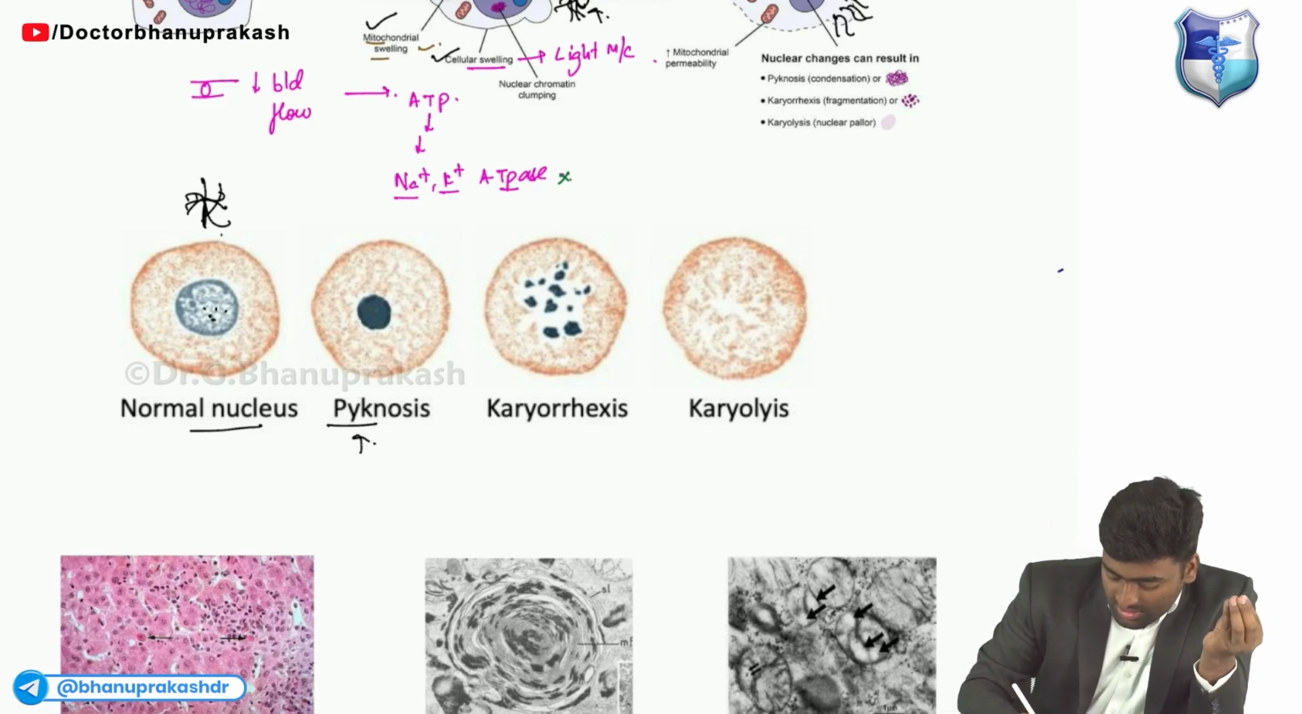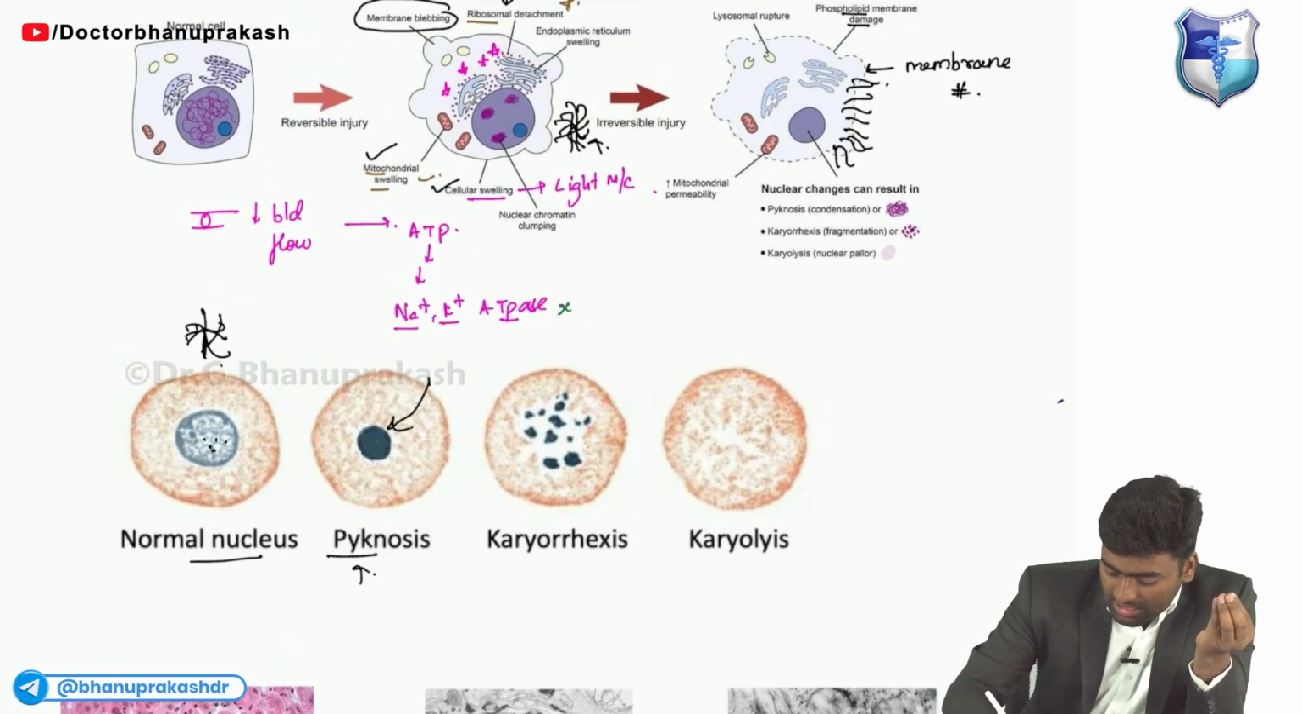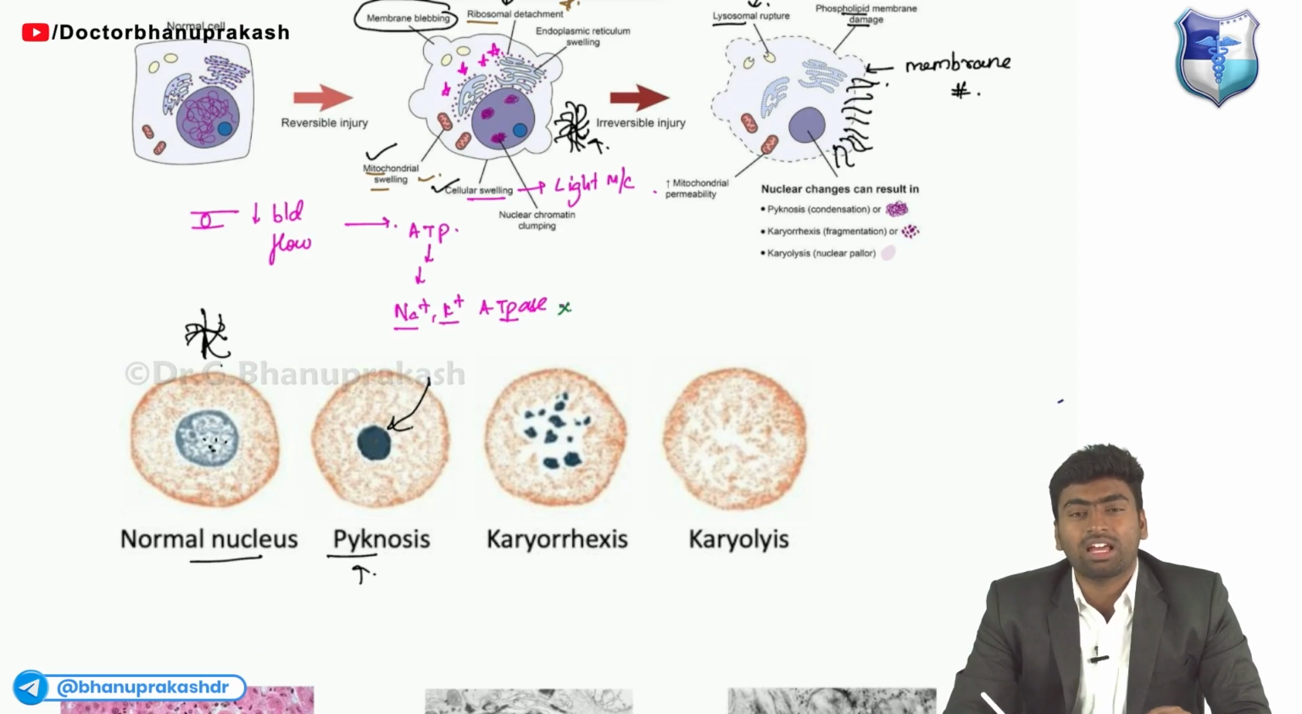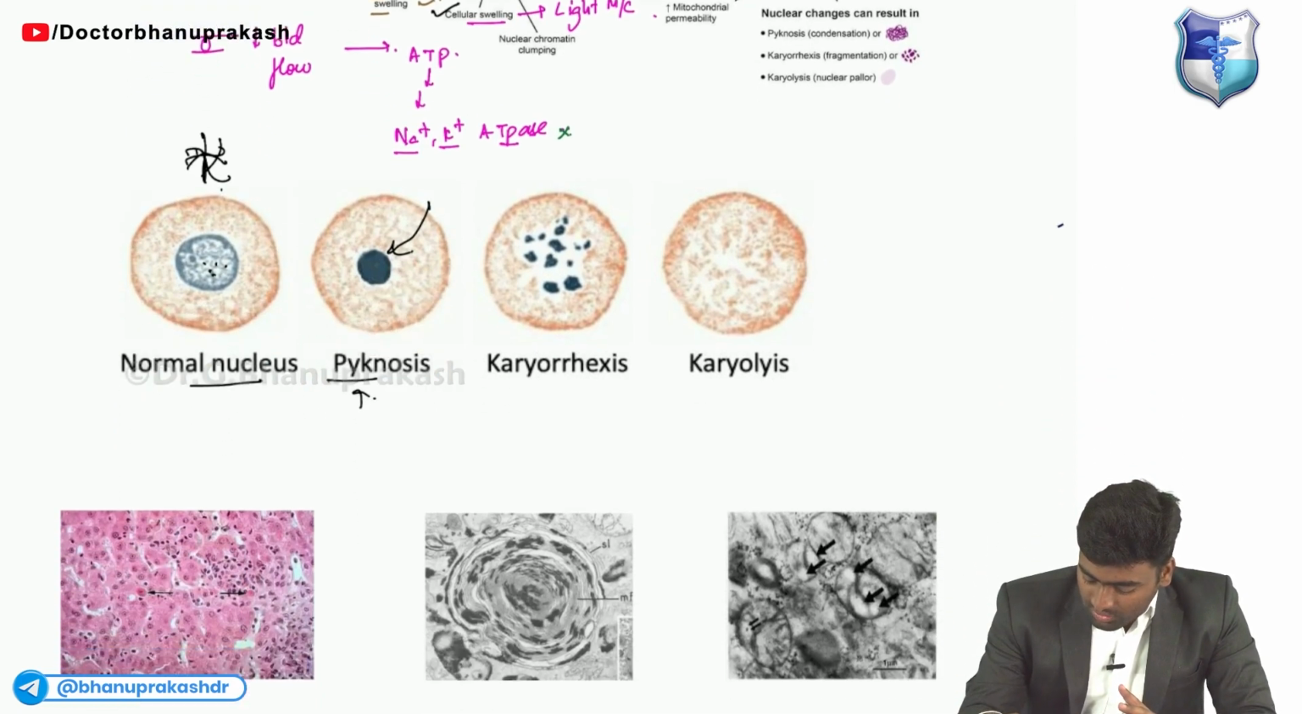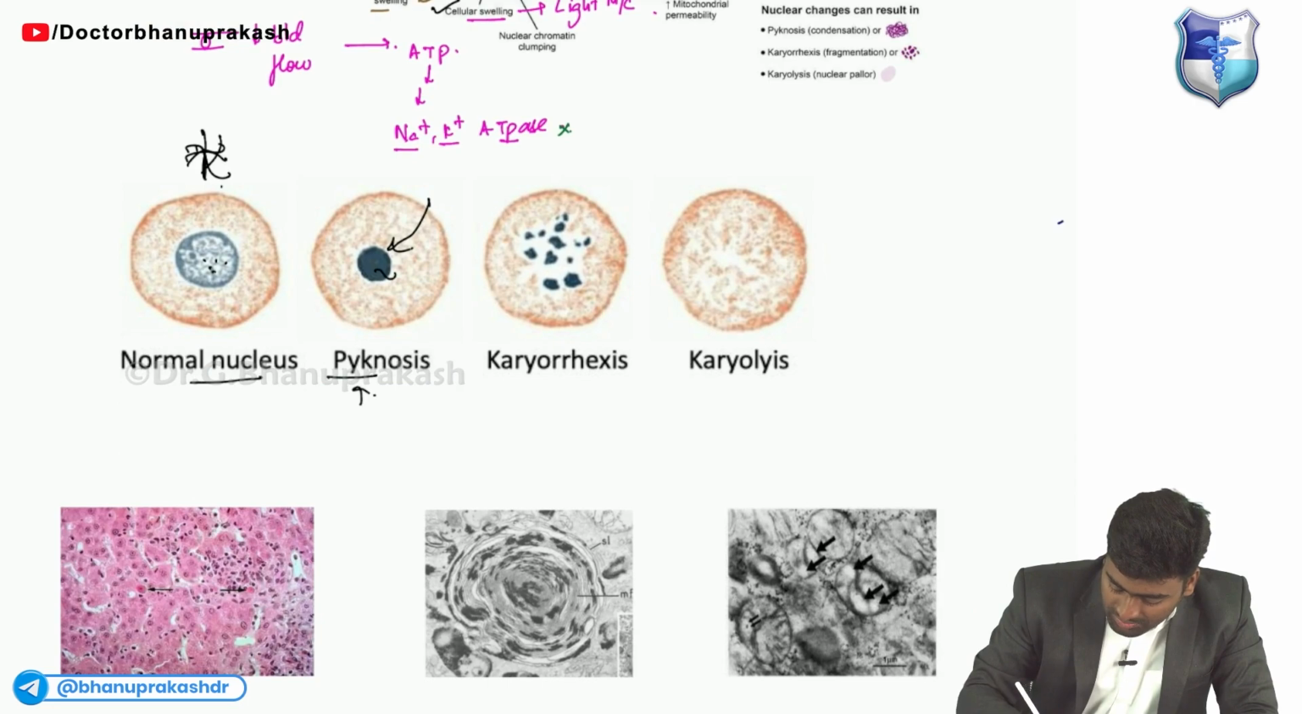Then this nucleus should be removed, because in this cell there will be a presence of structures known as lysosomes and lysosomal enzymes. And these lysosomes and lysosomal enzymes will start digesting the cell wall and the nucleus. When they go into the nucleus, they will break it into small parts.